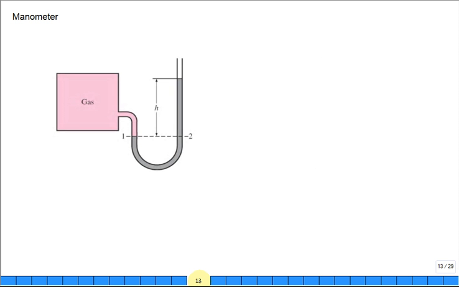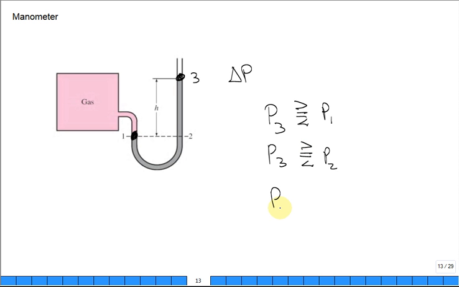A manometer is used to measure a difference in pressure. So if I want to know the pressure here compared to the pressure here, we have a difference in pressure, right? So let's say this is state 3, that's state 2, that's location 1, 2, and 3. Those are three locations. Let me ask you, how is the pressure at 3 compared to the pressure at 1? How is the pressure at 3 compared to the pressure at 2? How is the pressure at 1 compared to the pressure at 2?